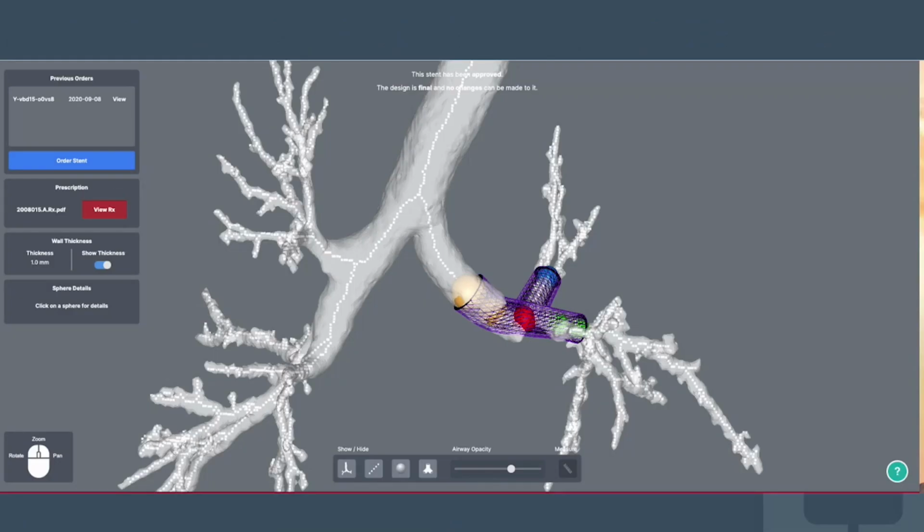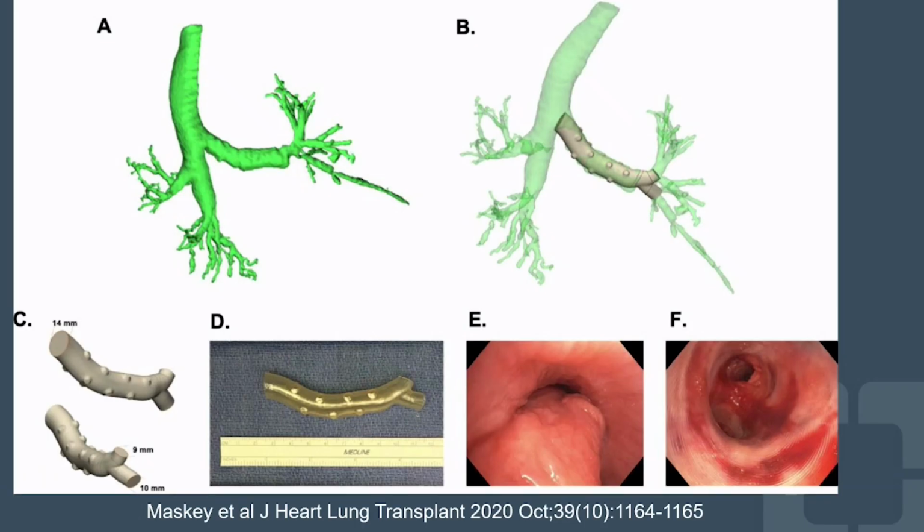And this is what the computer program looks like. It gives the physician the ability to segment the airway, which is done by the engineers, and then we design the stent over the airway that we'd like to implant. This is a different version of this. This is a different company called Restore 3D. Theirs is unique because they also print their stent directly, and so this is a similar case of a transplant patient with an airway complication.